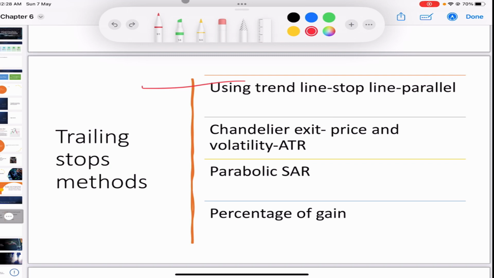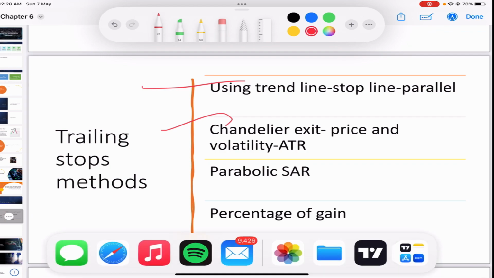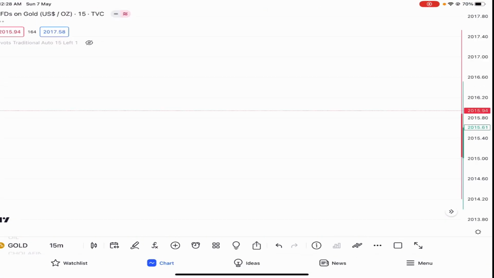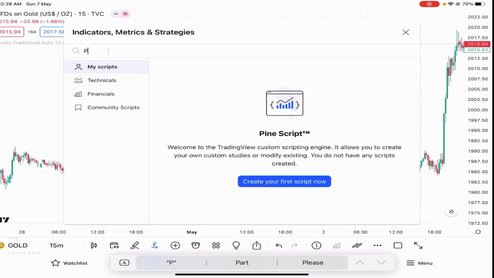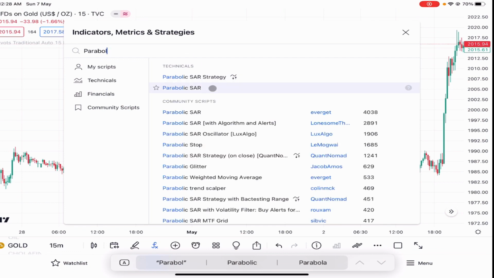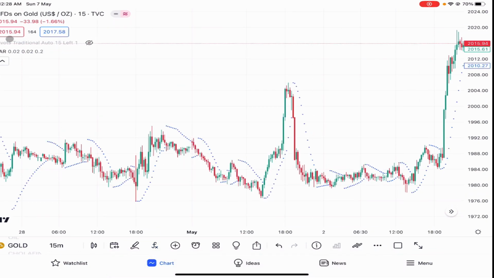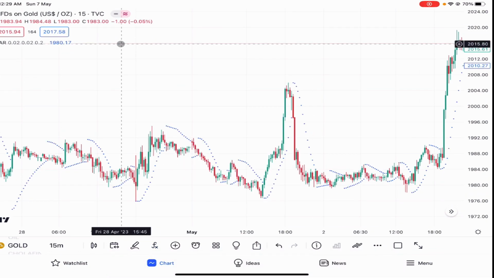So that is my second thing. So chandelier exit basically considers volatility, and it is going to be based on ATR. Now let's go to what my parabolic SAR is. So parabolic SAR is also used by people, even though I don't personally use it, but I'll just show you what it is. So this is my parabolic SAR.